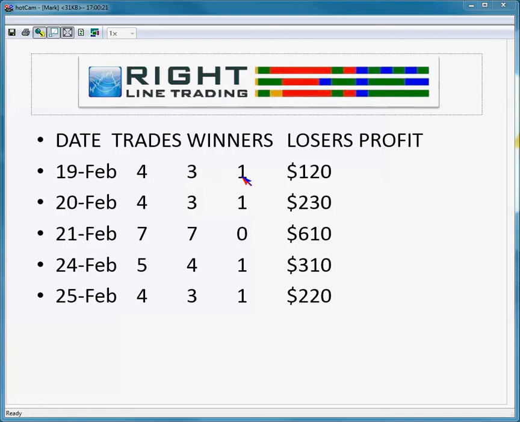It had 3 winners and a loser on the 19th for 120. Right now it's set to trade only 3 contracts. First target is 6 ticks, and second target is on a 10-tick runner. Later on, we're going to configure it for different types of trading, 6 contracts, 10 contracts, 2 contracts, and it's only optimized for 3 markets: for crude oil, for the Russell 2000 index, and for gold.